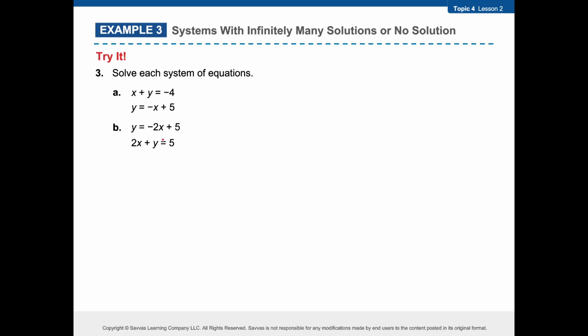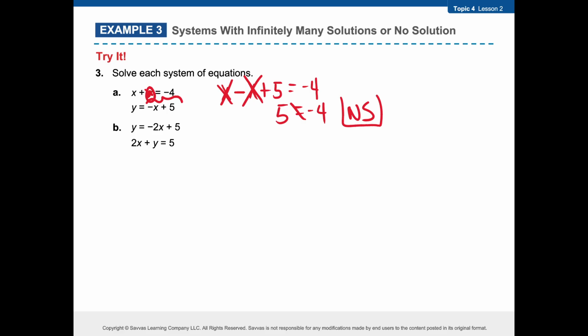Those are examples. You can pause and try these on your own. Substituting for y on the top, so x minus, I don't have to put the plus sign. This disappears and gets substituted. Negative x plus 5 equals a negative 4. These cancel out. 5 does not equal negative 4, so this would be no solution.